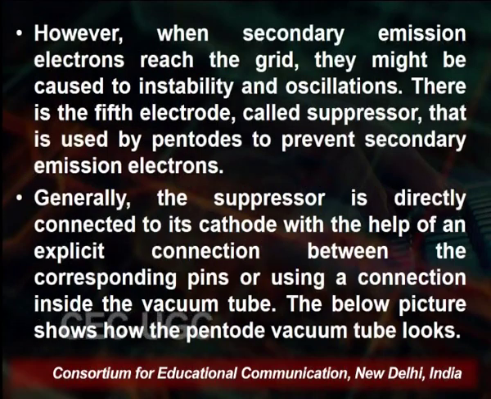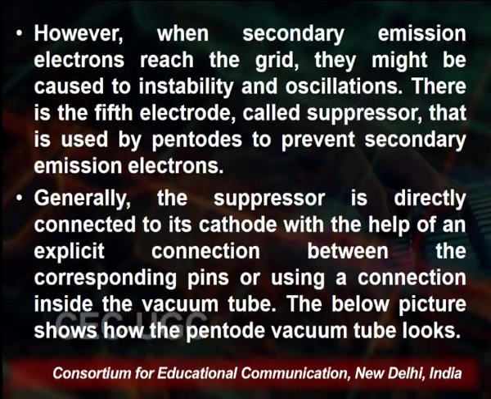So, when the secondary emission electrons reach the grid, they might cause instability and oscillations. So, there is a fifth electrode, called the suppressor, that is used by the pentode to prevent the secondary emission electrons. In the previous one we used the screen, and now we use the suppressor.